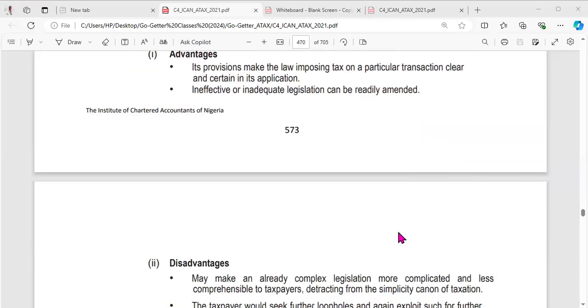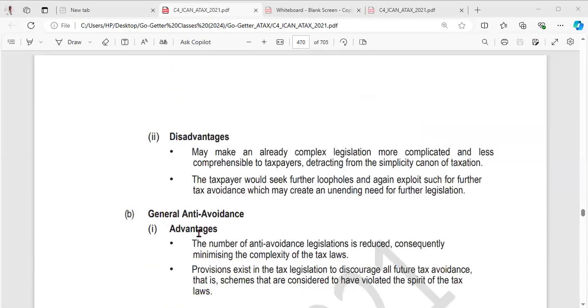What about the disadvantage? It may make an already complex legislation more complex and less comprehensible to the taxpayer. And also, the taxpayer will be seeking further loopholes to exploit for further tax avoidance. So it may not be that particular one you've blocked, they will be looking for other holes to exploit.